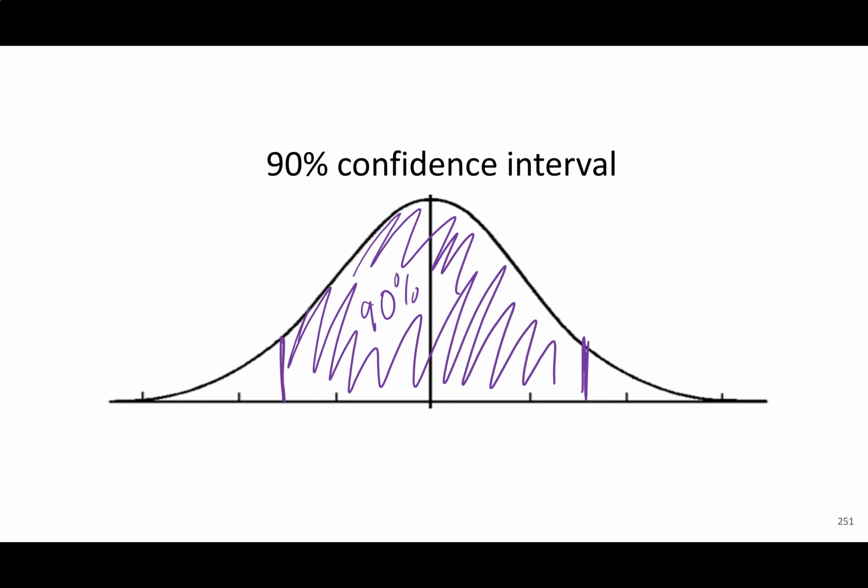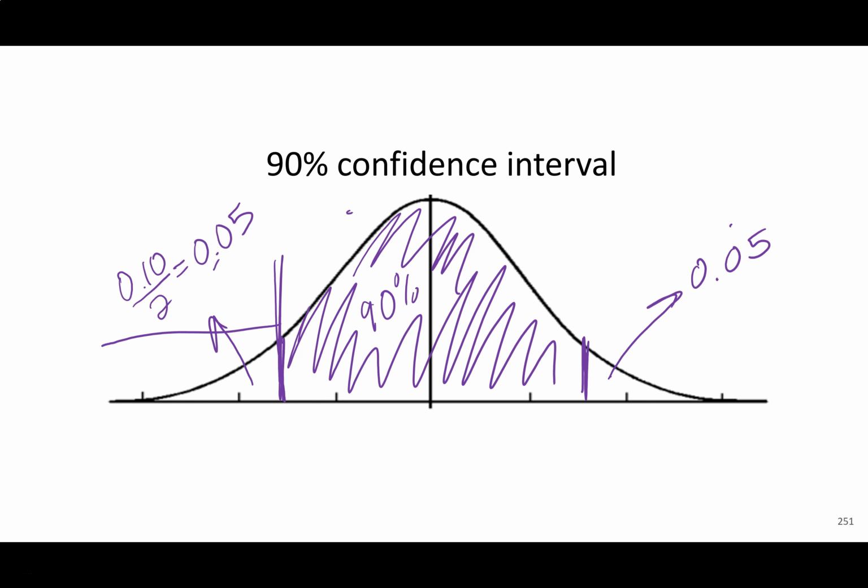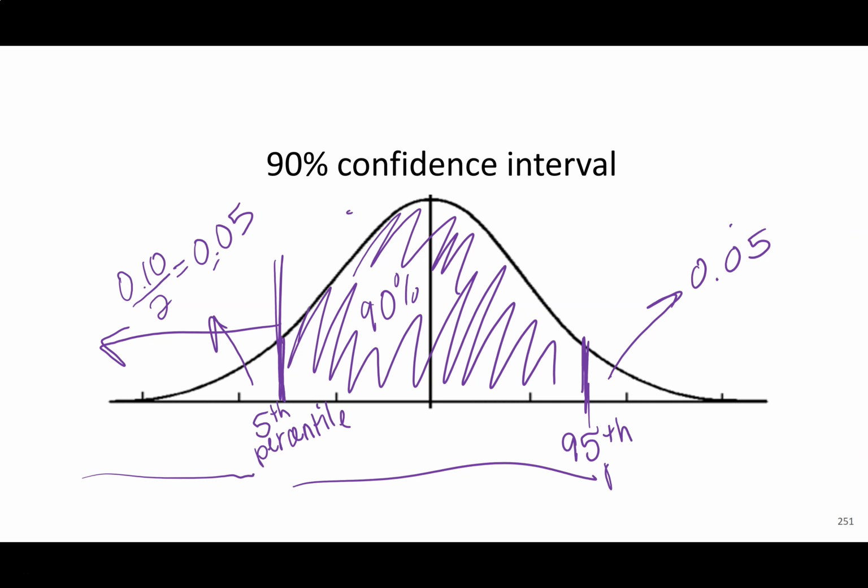You have to divide that by 2 because the area has to add to 1. So if there's 10%, divide by 2. That's 5% in each tail. The idea here is 5%, 90%, 5%, they add to 1. So if there's 5% here, this is my 5th percentile. I have 5%, 90, so this is my 95th percentile.